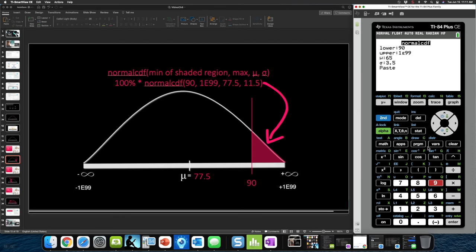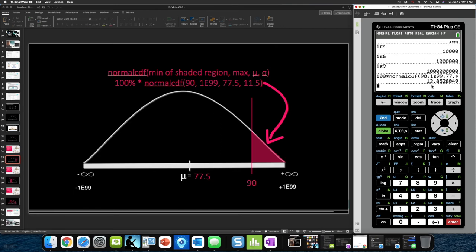It will give you the wrong answer. If you use alpha E, which would be the green E right here, it's probably going to give you 0. Depending on what the other inputs are, I don't think it'll give you an error most of the time, but it'll just give you the wrong answer. So you definitely want to be careful to get the correct E right here, which is second comma. 77.5 for the mean and 11.5 for the standard deviation.